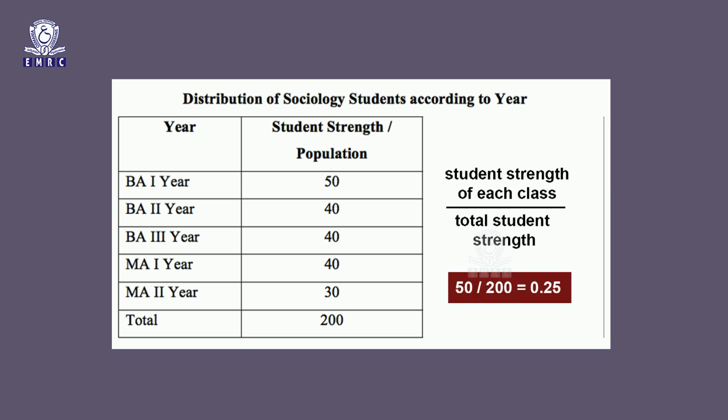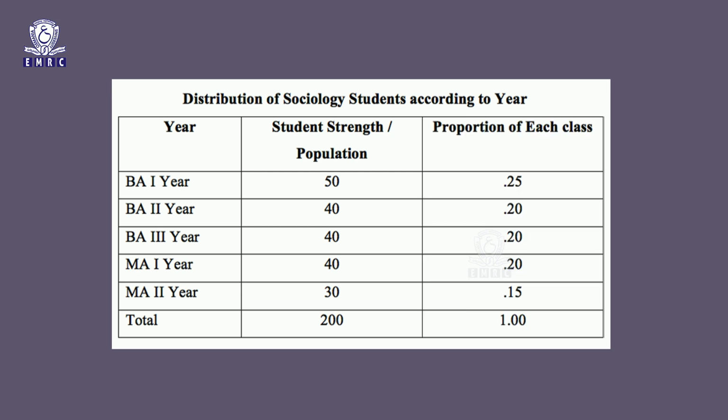In this, to get the proportion of each class, divide the strength or population of each class by the total strength. For example, divide 50 with 200. 50 is the strength in BA first year, and the total strength of the students pursuing sociology both at UG and PG level is 200. So we are going to divide 50 by 200. So we get the proportion of each class.